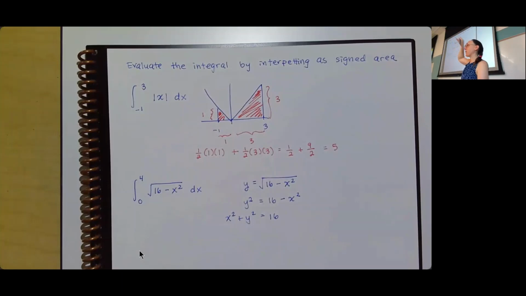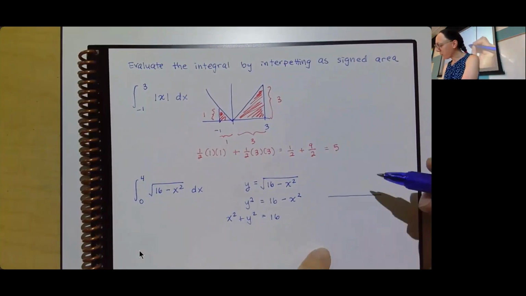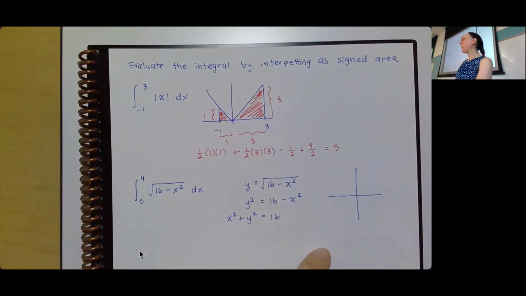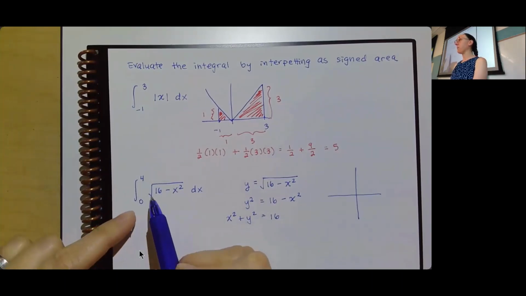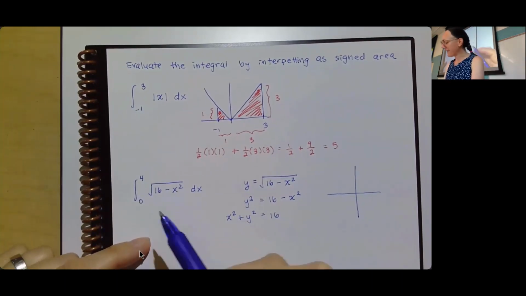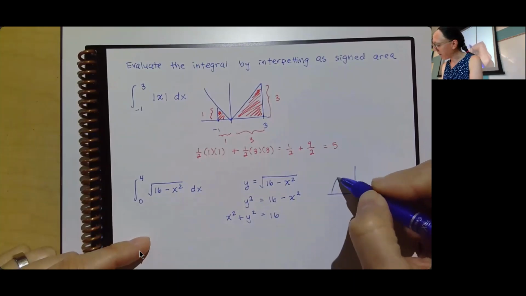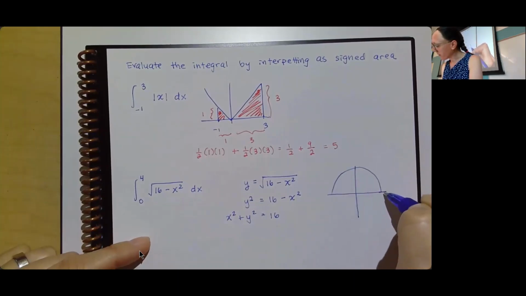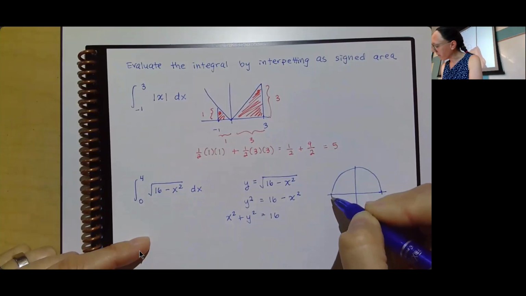What's the radius of that circle? I heard a whisper. Say it with confidence. Yeah, the radius is 4. Okay, so this is a circle with a radius of 4, but you know how when we take the square root of both sides, we end up having to do that plus or minus thing? We didn't have the minus side. We only had the positive square root, which means this is the top half of a circle with a radius of 4.